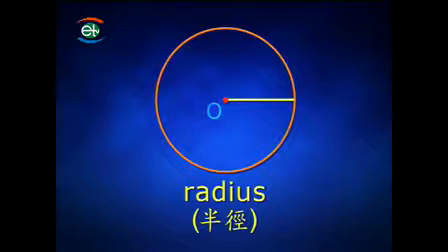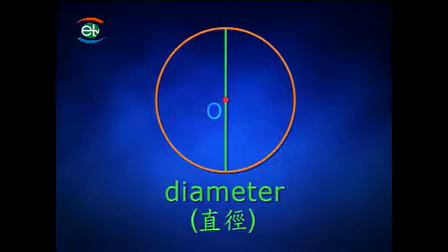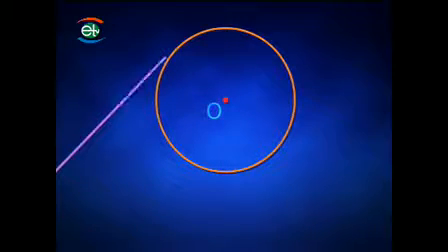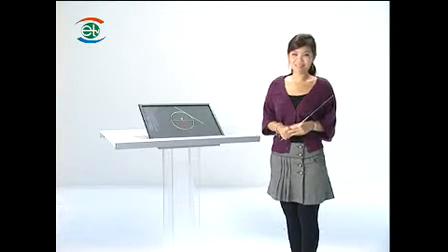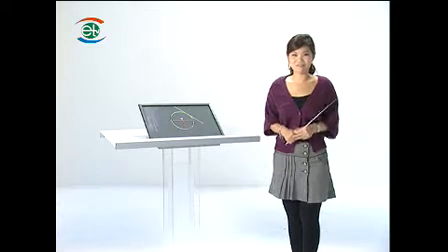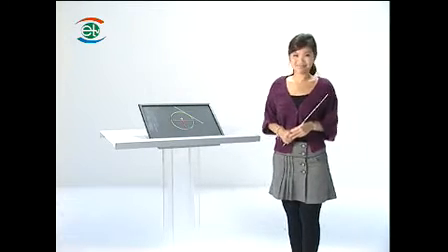For a straight line which passes through the center from one point of the circumference to another point on the circumference, this line segment is known as a diameter. For a straight line which touches the circle on one point, the straight line is known as a tangent. These are some basic concepts and terms of a circle which you are very familiar with. Let me introduce you to more concepts and terms of a circle.